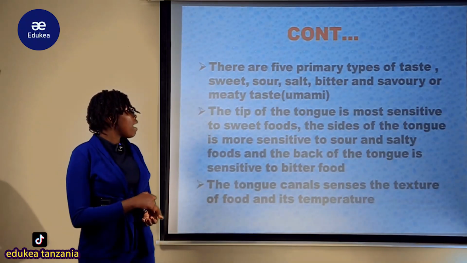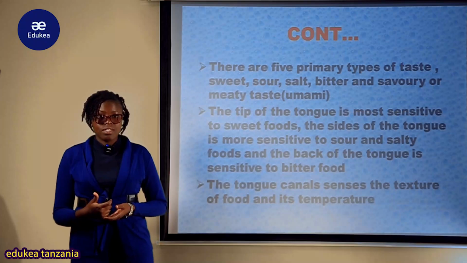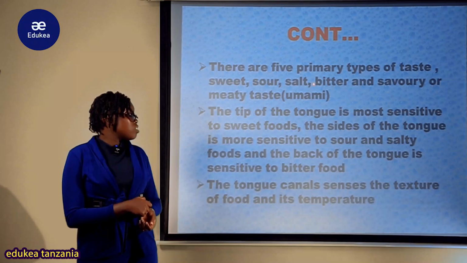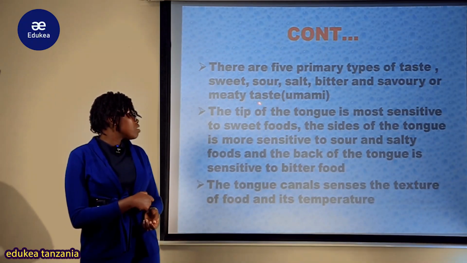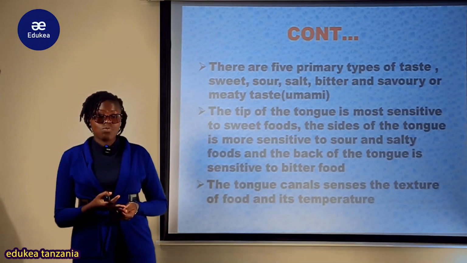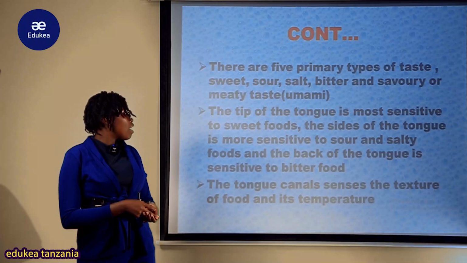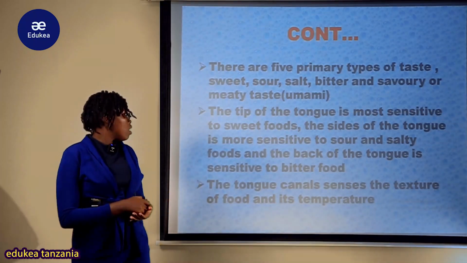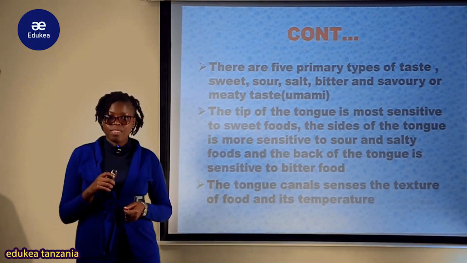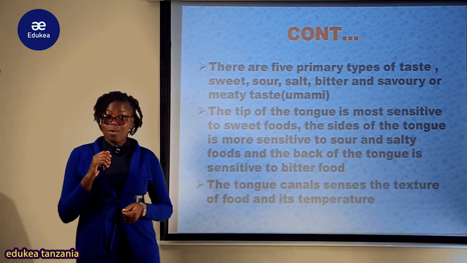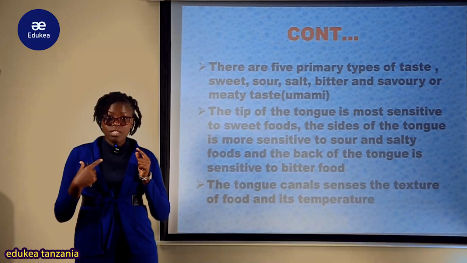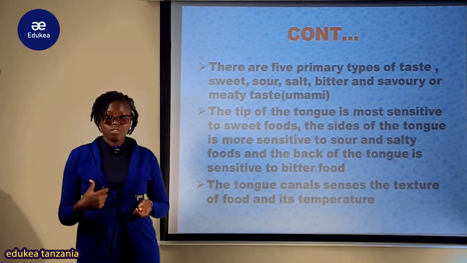So there are 5 primary types of the taste bud. The first one kuna sweet, kuna sour, kuna salty, kuna bitter, savory au meaty, tasty au umami. So those are the main 5 tasty, ambapo kuna sweet, kuna sour, kuna bitter, kuna salty na kuna umami. So the tips of the tongue is most sensitive to sweet food. Ukiangalia katika ulimi wako, the tip of the tongue, yani sehemu yako ya kwanza ya ulimi, ni very sensitive to the sweet. Na side of the tongue, pembeni ya ulimi, yenyewe ni sensitive to the sour na salty.